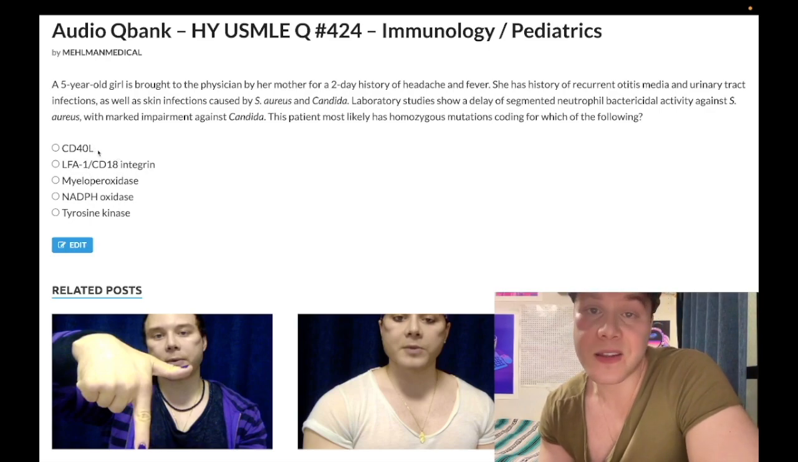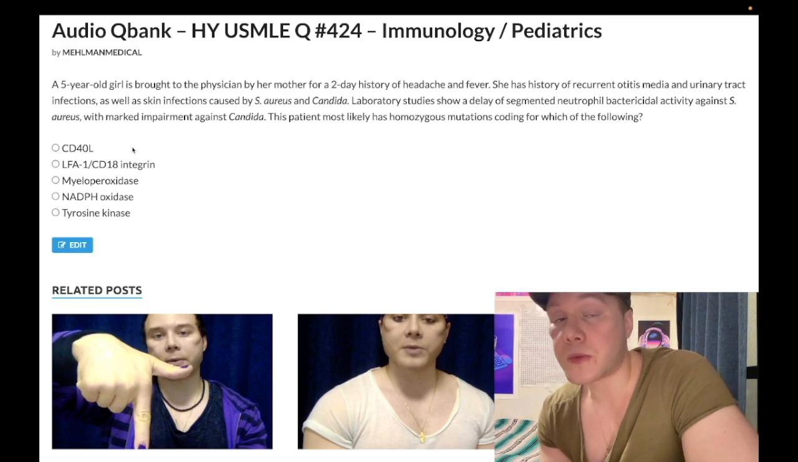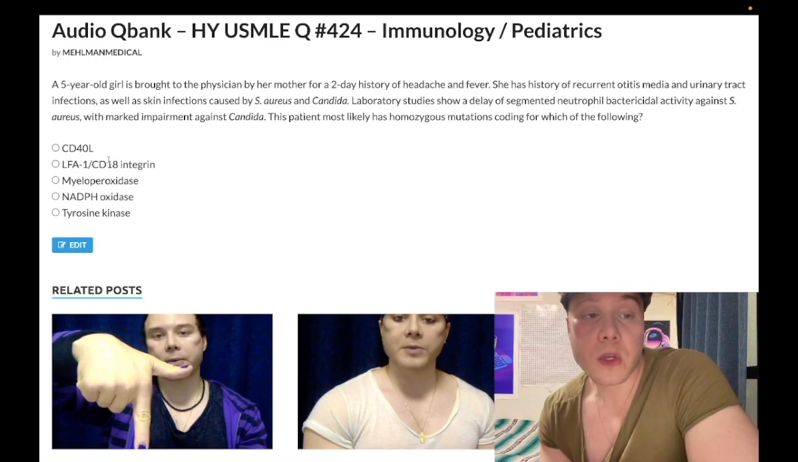So they like the mechanism for this. CD40 ligand is on the surface of Th2, CD4 plus T cells. It binds to CD40 receptor on B cells, which enables isotype class switching so that IgM can switch to the other immunoglobulin types such as IgG, IgE, etc. Wrong fucking answer.